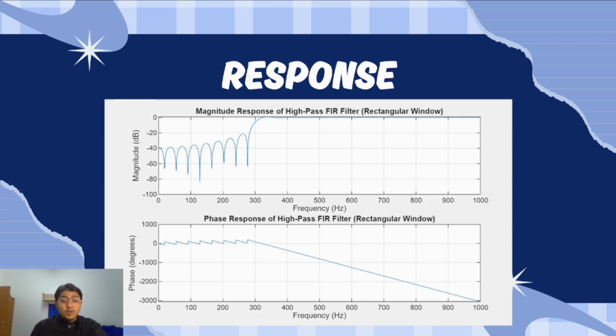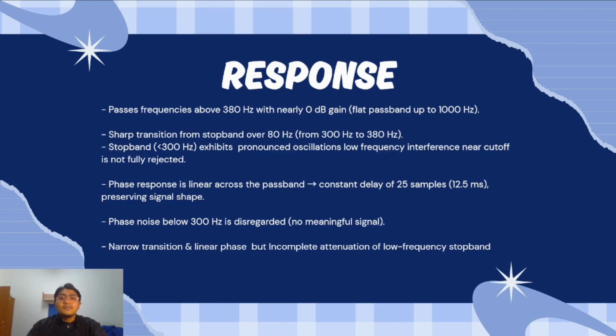Turning to the phase response, we see a smooth linear decline across the passband from 380 Hz to 1000 Hz. This confirms the linear phase: all passed frequencies are delayed equally by 25 samples or 12.5 milliseconds, ensuring no phase distortion of the signal waveform. As before, the phase becomes noisy in the stopband below 300 Hz, but this is not meaningful since those frequencies are suppressed. We disregard that part. In short, the high-pass rectangular filter offers a narrow transition band and excellent phase linearity, but its stopband performance is limited by oscillation near the cutoff.